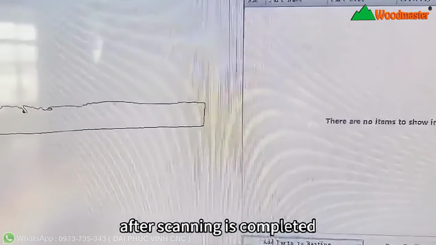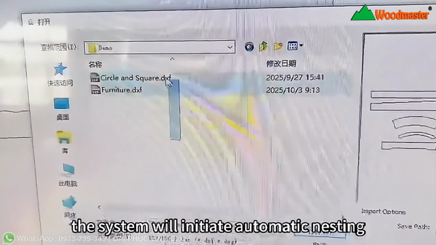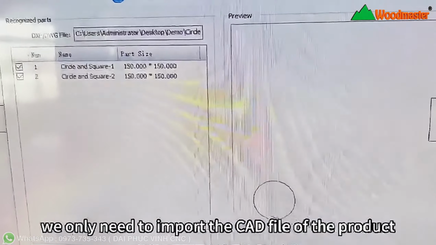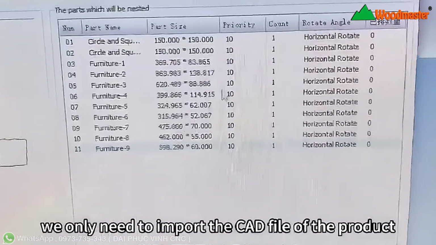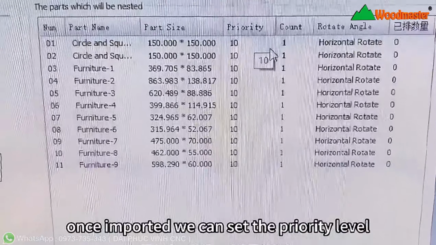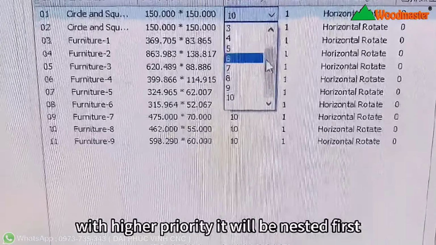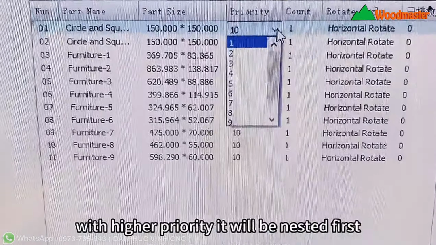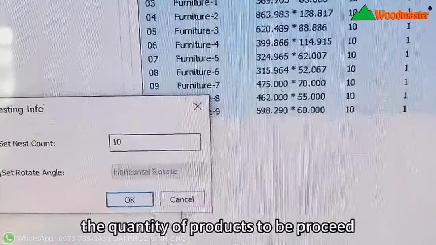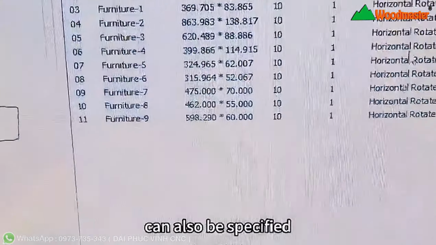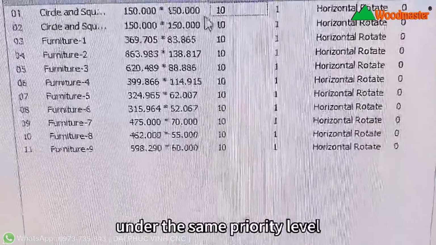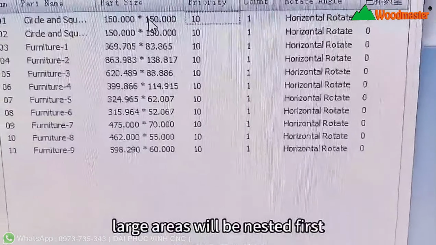After scanning is completed, the system will initiate automatic nesting. We only need to import the CAD file of the product. Once imported, we can set the priority level. With a higher priority, it will be nested first. The quantity of products to be processed can also be specified. Under the same priority level, large areas will be nested first.